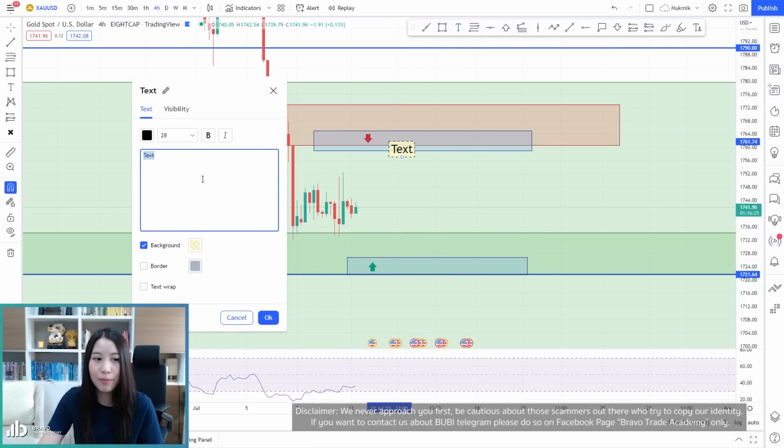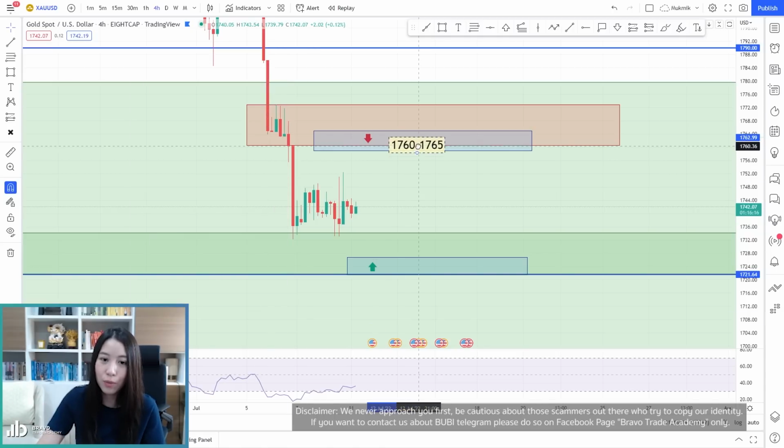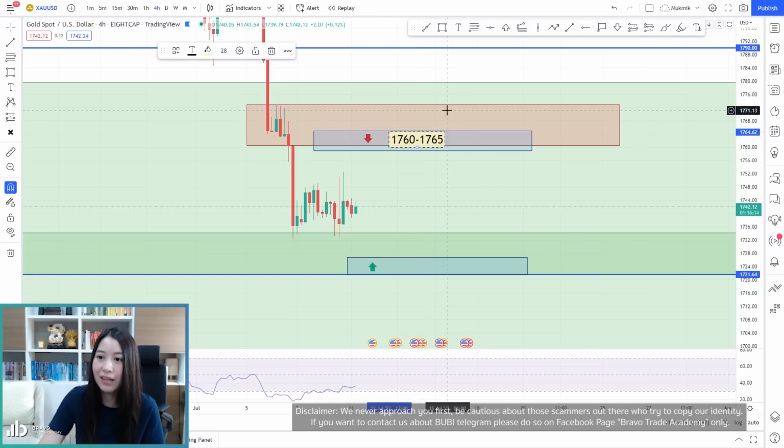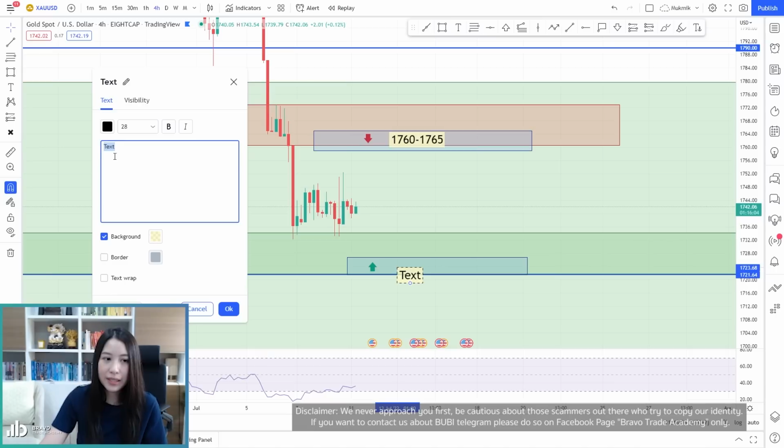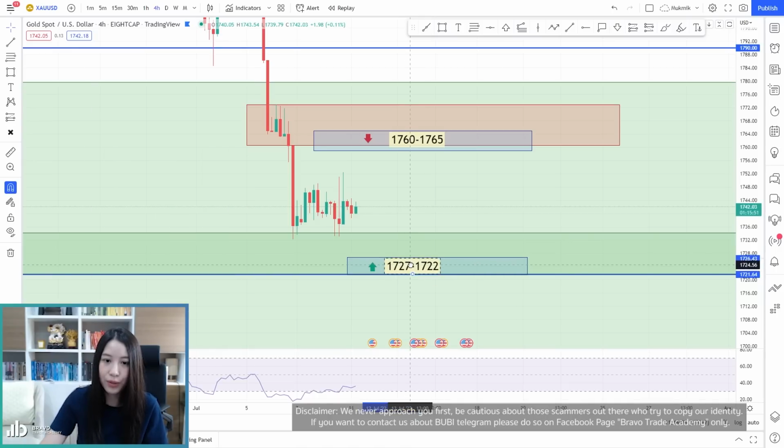So for a selling plan, it would be somewhere around 1760 to 1765 for the first zone. The next one we will consider at 1770. All right, but this is the first plan for today. And another one for buying, which is really risky, I need to say this. It's 1727 to 1722. All right, so that's for the buying plan.